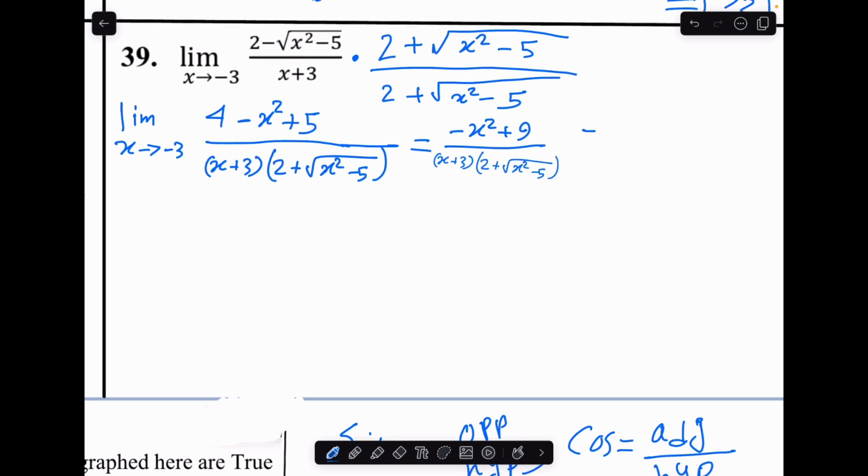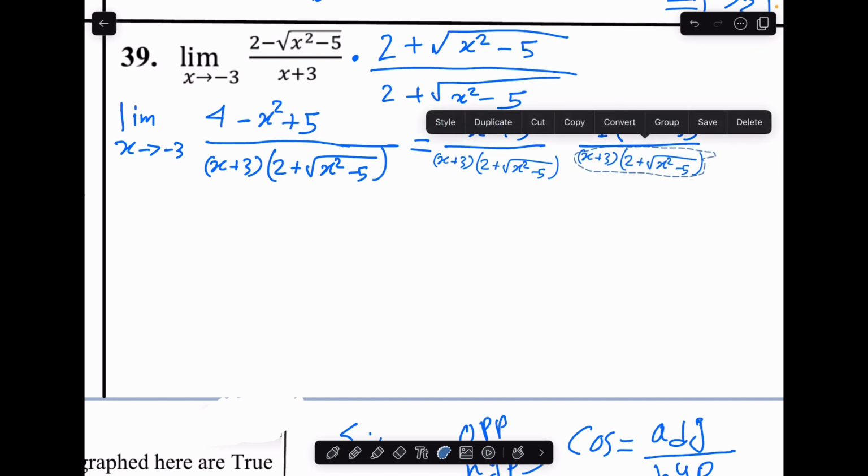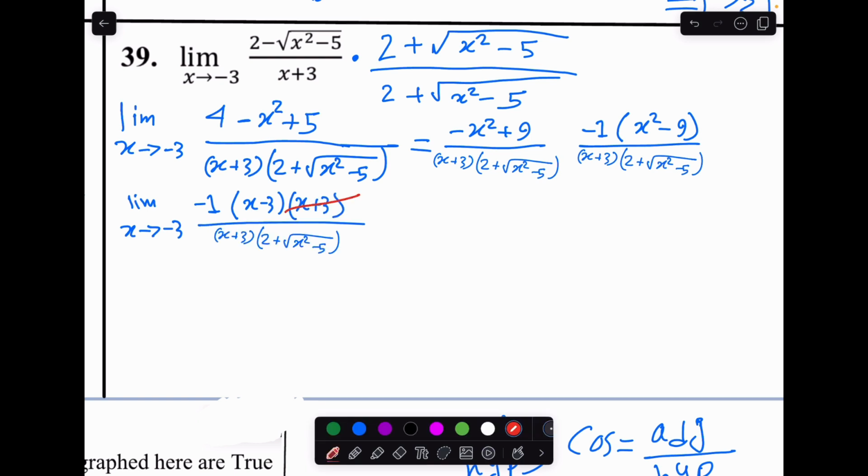We will take negative 1 as a common factor. We have x squared minus 9 over this. Limit when x is approaching negative 3, negative 1. x squared minus 9 is equal to x minus 3 multiplied x plus 3. x plus 3 and x plus 3 will be cancelled. x minus 3 over 2 plus square root of x squared minus 5.